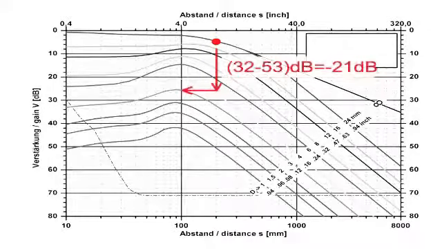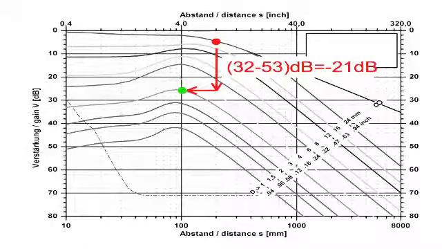Let us next assume that we want to judge a discontinuity that produces a signal on the screen at a depth of 100 mm, which needs 53 dB of instrument gain to be brought to 80% screen height. Please be aware that both signals have to be brought up to the same screen height, regardless if it is 80% or a different value. The gain difference between the reference echo and the echo from the discontinuity is 32 dB minus 53 dB, which equals negative 21 dB.